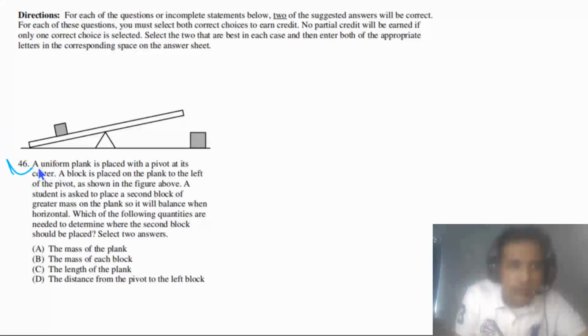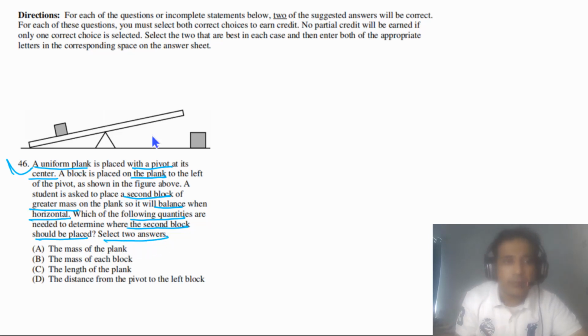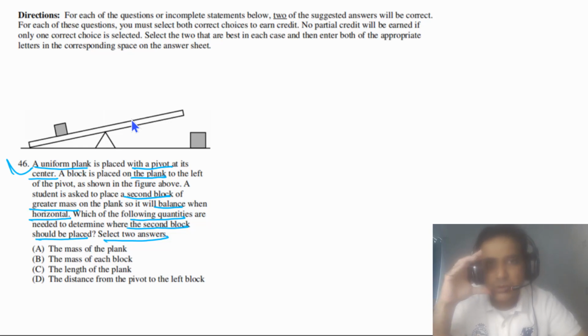Question 46 says a uniform plank is placed with a pivot at its center. A block is placed on the plank to the left of the pivot as shown in the figure above. A student is asked to place a second block of greater mass on the plank so it will balance when horizontal. Which of the following quantities are needed to determine where the second block should be placed? Select two answers. So in this case simply we have to balance this block.